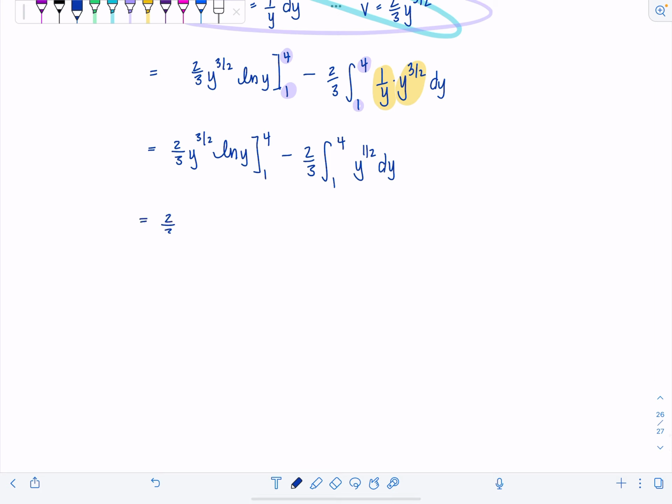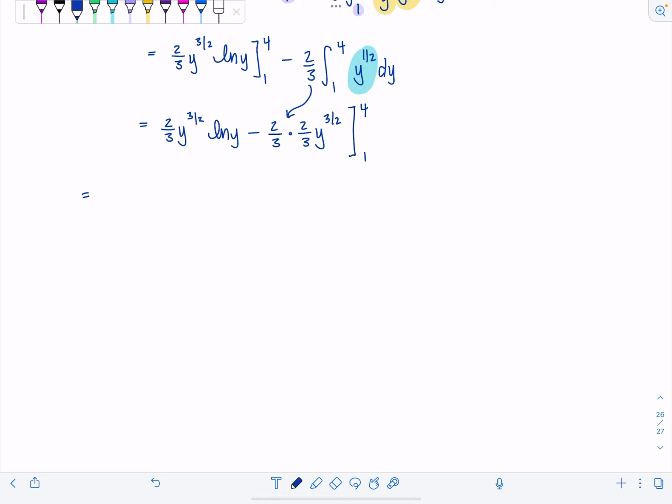So we've got 2/3 y to the 3/2 natural log of y. Now watch what I'm going to do. Minus 2/3, that just comes down, times antiderivative of y to the 1/2. It'll be 2/3 y to the 3/2. Add 1 to the exponent, so that's y to the 3/2. Divide by the new exponent, which is the same as multiplying by the reciprocal. And then now all of this is going to get evaluated from 1 to 4. See, I wrote it at the end once because now it applies to everybody here. How fabulous.